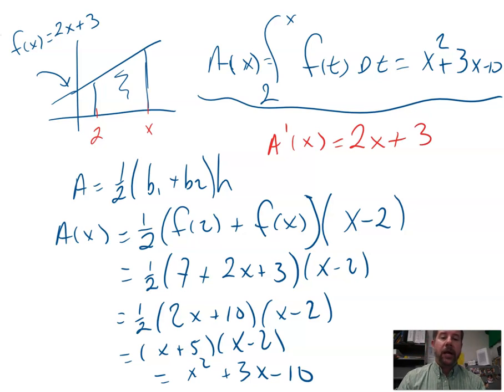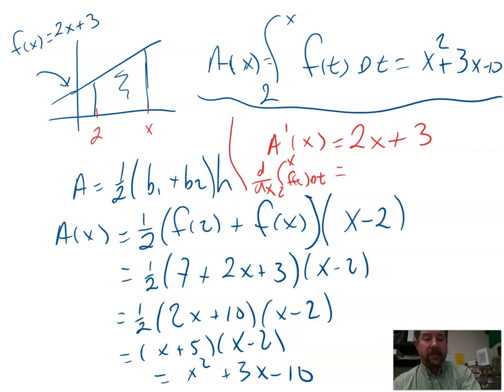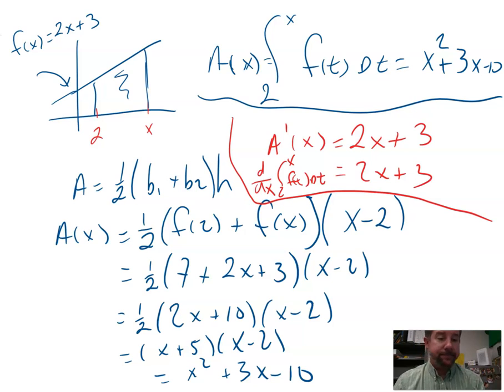What I'm trying to point out is, when you take the derivative of an integral, since these things were all equal, the derivative d dx of the integral from 2 to x of f of t dt is going to equal 2x plus 3. I hate how my stuff all runs together. The derivative of this integral is the same thing as f of x. f of x is 2x plus 3, and the derivative is 2x plus 3. We proved that through a polynomial right here.